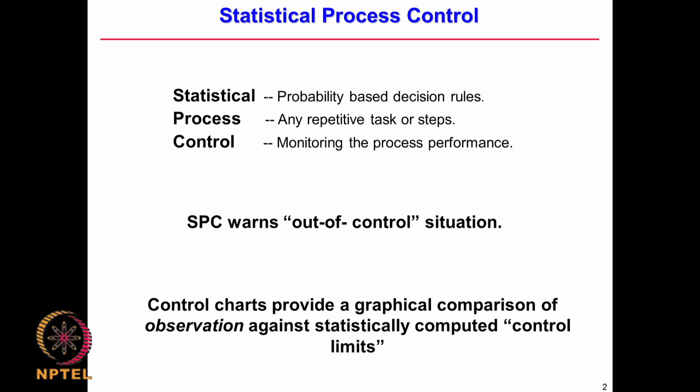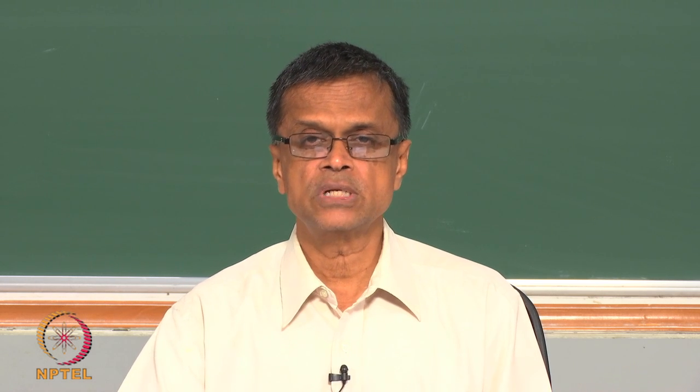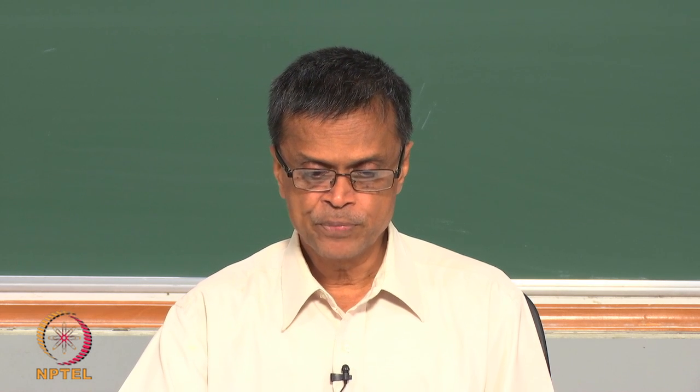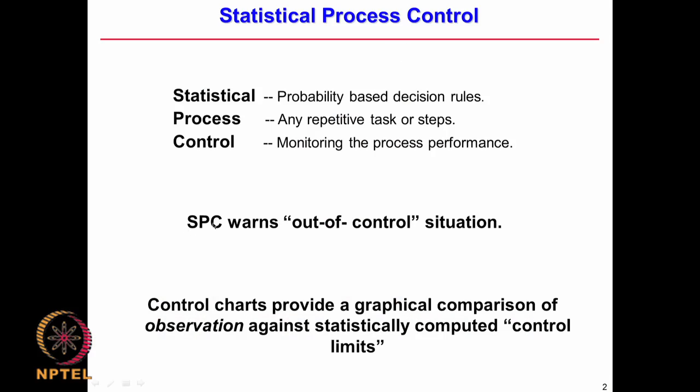So, if I am saying that the diaphragm valves I manufacture will last for 400,000 cycles, that means it should last for 400,000 cycles. Okay. Control means monitoring the process performance, to see whether it is going to get bad. So, statistical process control, or SPC, warns of an out of control situation. If you are going to go out of control, it tells you, hey, better watch out. It gives you a graphical comparison of observations against statistically computed control limits.